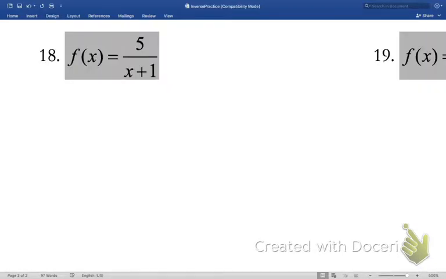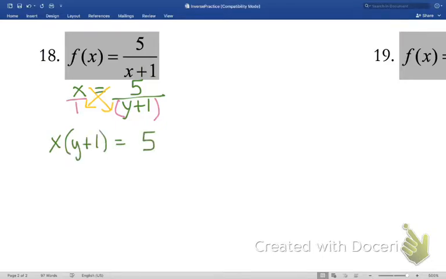Number 18. Start by switching x and y. x equals 5 divided by y plus 1. Well, this is a rational. With rationals, we're going to get a rational as our inverse. So I'm going to put that x over 1 and then cross multiply. So this would be x times (y plus 1) equals 5. Well, I need to get rid of the x. The x is multiplying, so I'm going to divide both sides by x.